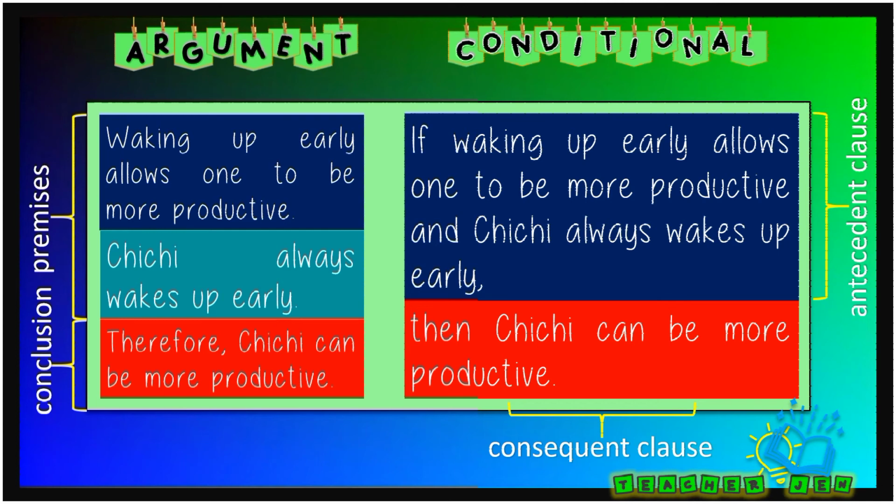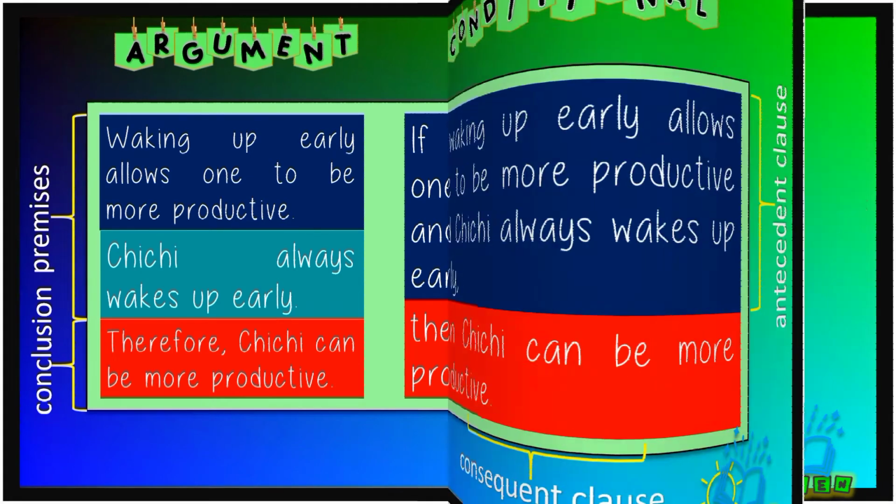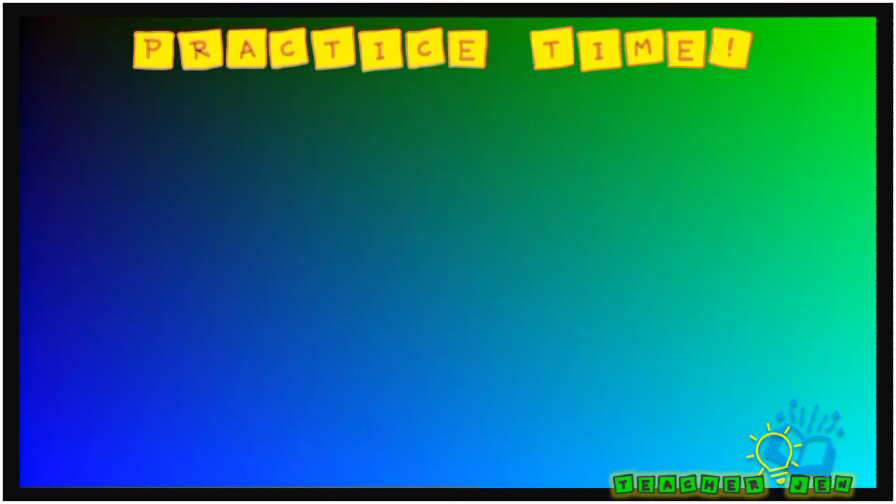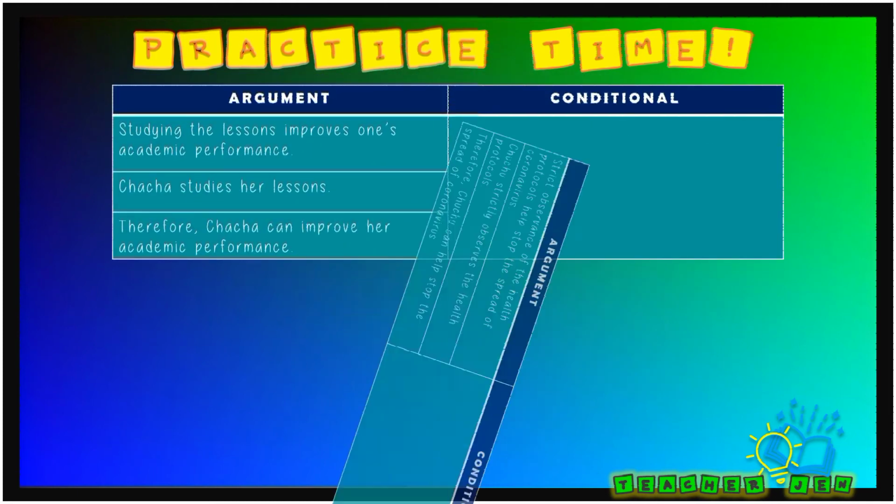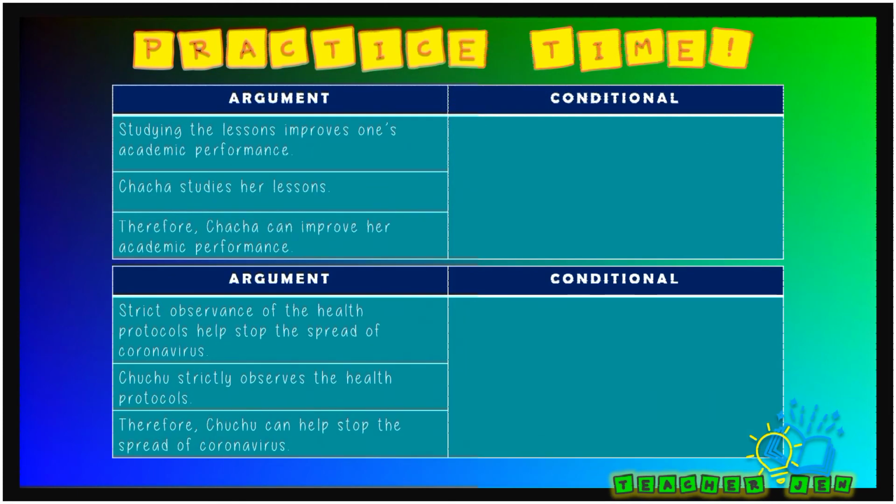And now let's practice what you have learned. I guess you are ready. Let's see. You will transform the following arguments to conditional. Then identify each part of the argument and conditional. I will give you 5 minutes to do it, and your timer starts now. Time is up. Let us now check your answers.